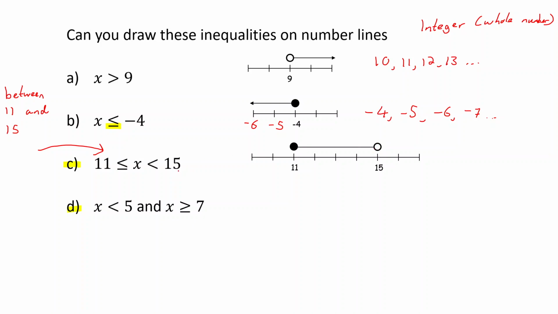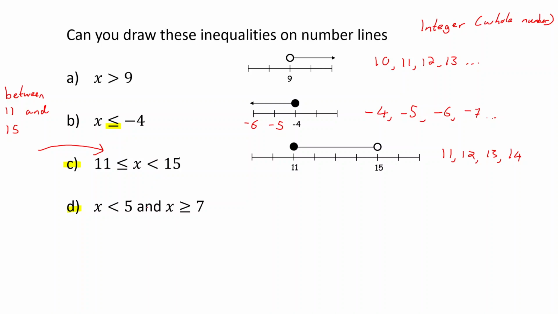So again, if you were asking for your integer, your whole number values satisfied by this inequality, you'd be looking at your numbers. You would include 11 because it's bigger than or equal to 11, then 12, 13, and then 14, but you would stop there. You do not include 15 because it must be less than 15.